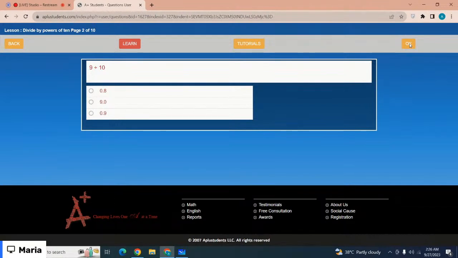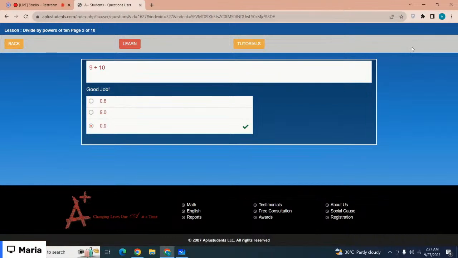Okay, the next one is 9 divided by 10. Which is the correct option? You have to divide by 10, just one decimal place, right? That means you have to move the decimal point one place left. Very good, that is 0.9.